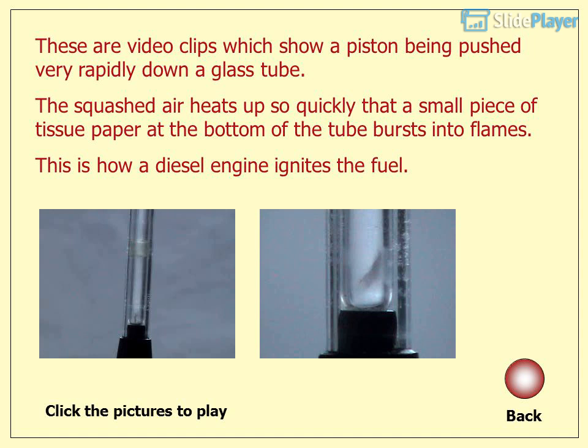This is how a diesel engine ignites the fuel. These are video clips which show a piston being pushed very rapidly down a glass tube. The squashed air heats up so quickly that a small piece of tissue paper at the bottom of the tube bursts into flames. This is how a diesel engine ignites the fuel.